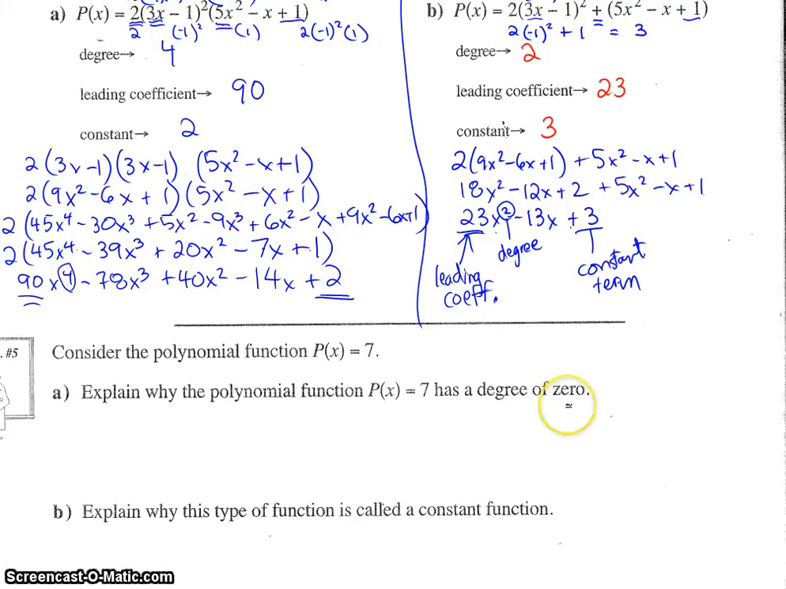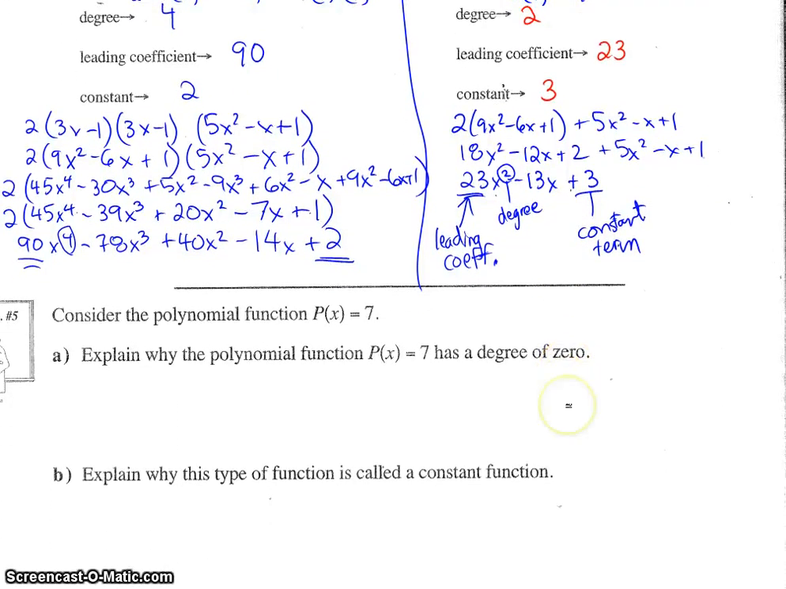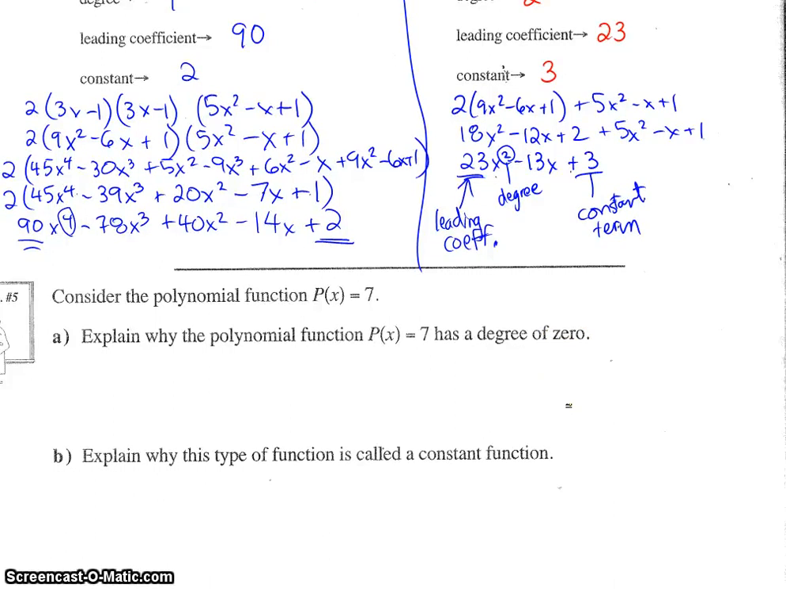Okay, let's look at example 5. Consider the polynomial function p of x equals 7. Explain why the polynomial function p of x equals 7 has a degree of 0. Okay, so degree is our highest exponent on x. And there is no x, is there? If we pretended for a minute that there was one, I would have to put what exponent on that x so that it actually wouldn't be there? That would be a 0, because X to the 0 is equal to 1, and 7 times 1 is still 7. So it is degree 0, okay?